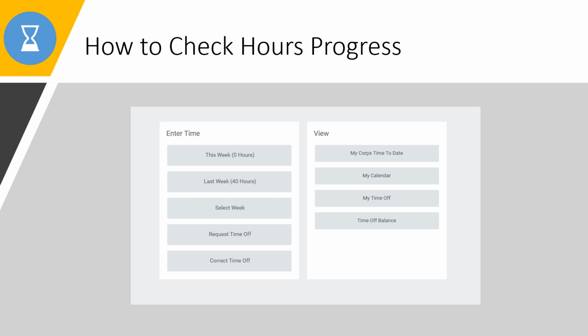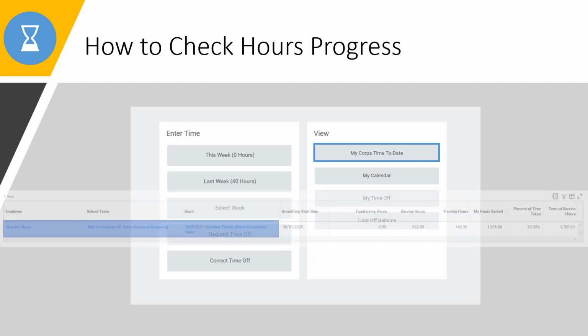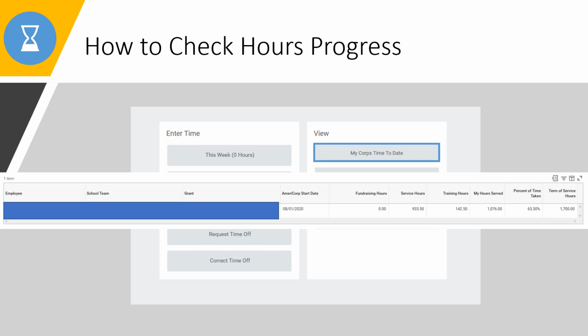Also under the time worklet, ACMs are able to check how many hours they have served so far in the year by clicking My Core Time to Date. Clicking this will bring you to a table that shows the ACM's AmeriCorps start date, which is the date that the ACM started accruing hours towards their AmeriCorps hours requirement. On this table, you can see the number of fundraising, service, and training hours earned. My Hours Served shows the total number of hours that have accrued towards the ACM's hours requirement.